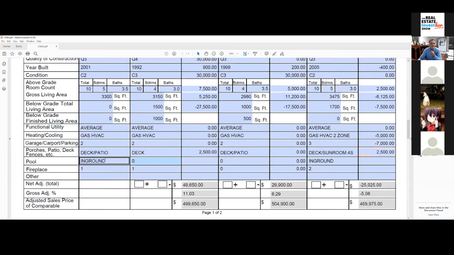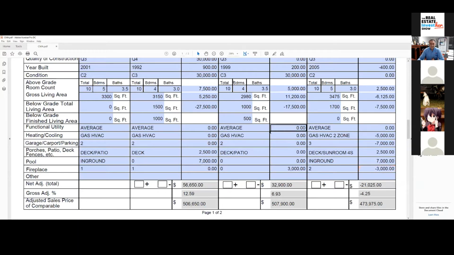Here's a property that has an in-ground pool, and here is the one that doesn't. So we'll give our comp a $7,000 credit for having a pool, even though they spend 90 grand, they only get $70,000. Here's a fireplace. One fireplace, no adjustment. 0 fireplace would be how much? $3,000. So this comp gets $3,000, and this one has 2. Therefore, we're going to reduce it by $3,000.